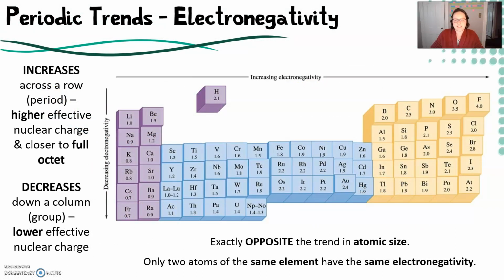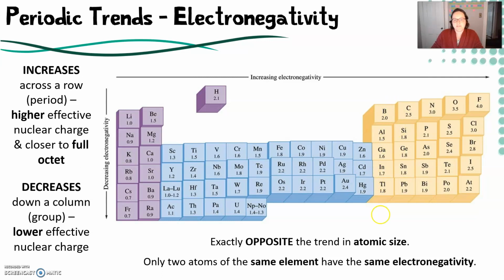Electronegativity is a property that represents the relative ability of an atom to attract electrons towards itself when sharing electrons in a bond. Basically, the atom's desire for electrons. This desire really represents the attraction of shared electrons to the positively charged nucleus in the atom. So the trend for electronegativity follows effective nuclear charge and is exactly opposite the trend in atomic size. Electronegativity increases from left to right across a row because the effective nuclear charge increases from left to right. And electronegativity decreases down a column because the effective nuclear charge decreases down a column.